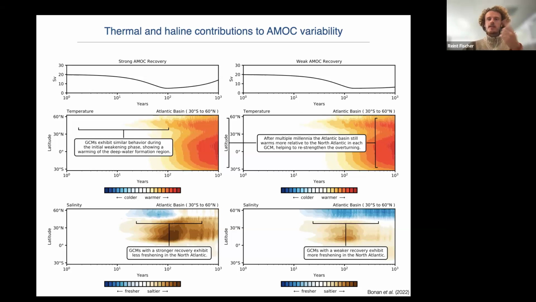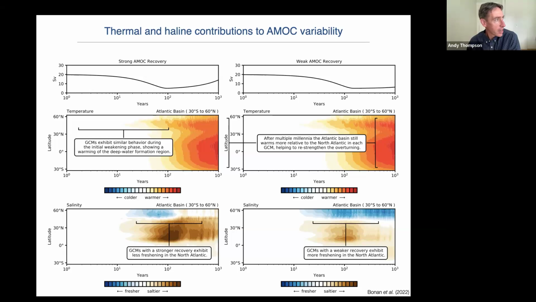Thank you. And then I was wondering about the Greenland melting. Is that realistically in these models on those timescales? I assume so. Are there large differences there in terms of like the freshwater pulse?